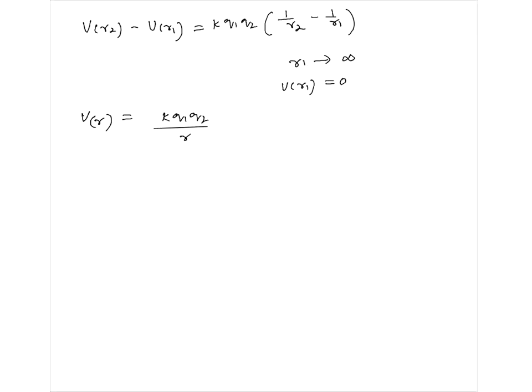between 2 point charges Q1 and Q2, if the reference point is infinity. If the reference point is not infinity, this would not be the answer. Any questions? Let me know.